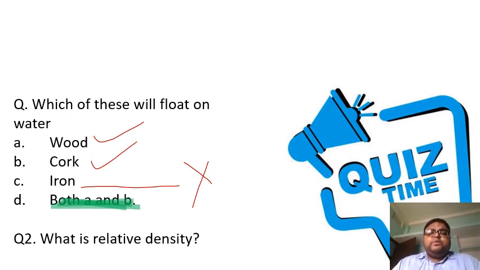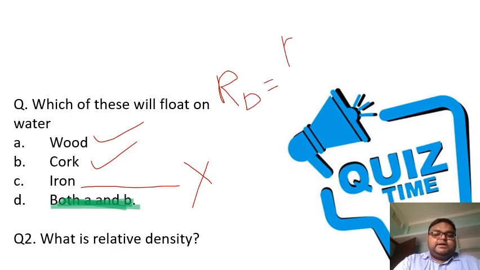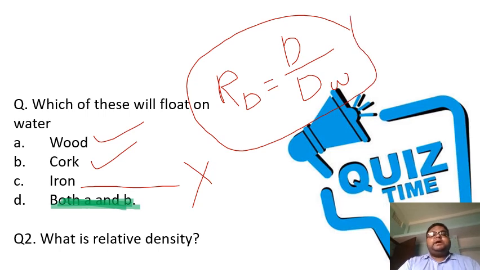Now, students, tell me what is the relative density? I'm giving you 10 seconds. Just think about it. Okay, so we can write relative density as RD. RD equals the density of the substance compared to the density of the water. So it is the density of any substance compared to the density of water. That is relative density. Now let's proceed ahead.